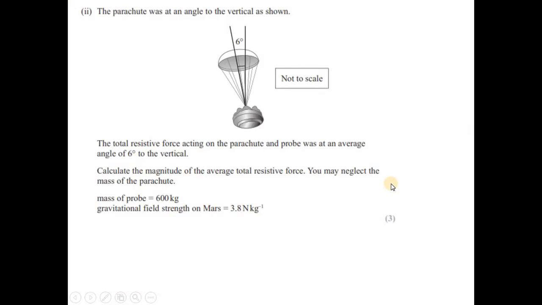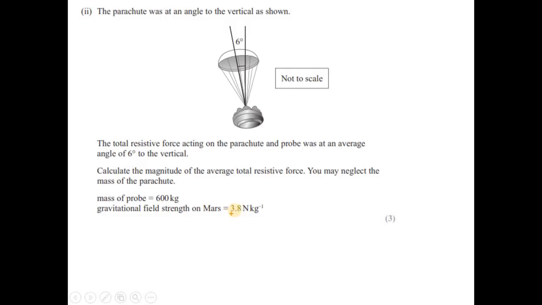Part 2. The parachute was at an angle to the vertical as shown. This is the vertical line, and this is the total resistive force acting on the parachute and probe, at an average angle of 6 degrees to the vertical. Calculate the magnitude of the average total resistive force. You may neglect the mass of the parachute. So the mass of the probe is 600. Gravitational field strength on Mars is 3.8 newton per kilogram.